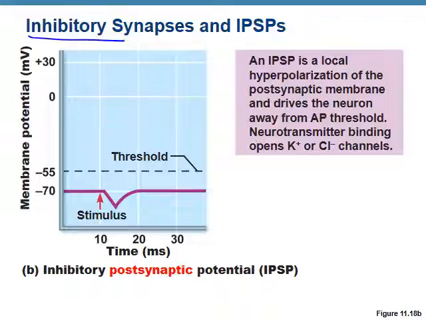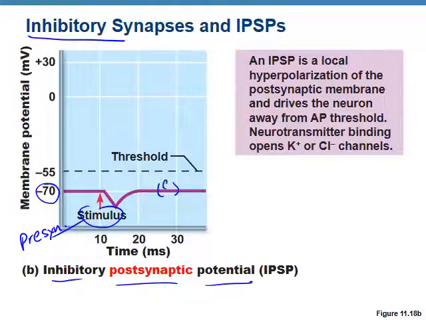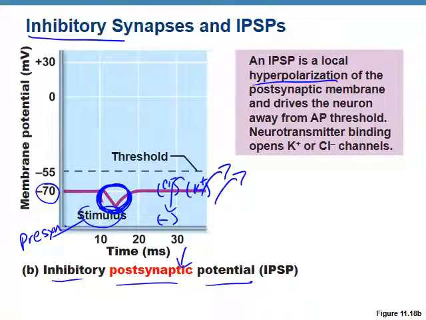This example is an inhibitory synapse. This is an inhibitory postsynaptic potential. So here we have our resting membrane potential. We have a stimulus. This is going to be from the presynaptic neuron. It either stimulates a negative gate to open so that negative ions come into the postsynaptic neuron, or it causes the potassium gates to open and potassium leaves. Either way, it drives the neuron to become hyperpolarized. So it drops way below threshold.